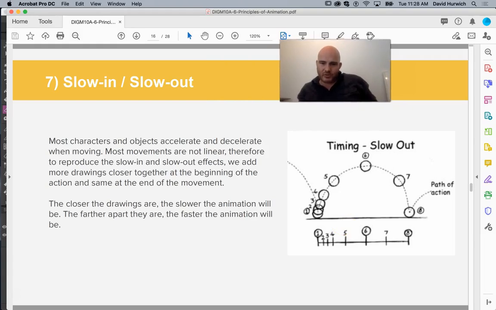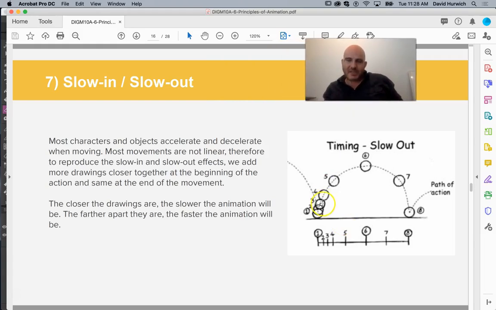Slow in, slow out. What this means is that when things start to gain speed, there are more drawings at the beginning. If you think about it, more drawings mean they're closer together, which means things are going slower, which makes sense. If something is starting off, it's gaining momentum, so it's not going to be at its top speed right away. So with this ball, it starts slower, and then the frames get farther and farther from each other to show that it's speeding up.